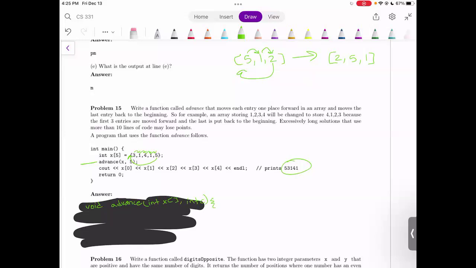So we definitely want to have a variable to hold the last one, because that's what we're going to attach to the first one. So we're going to say int temp will equal x sub c minus 1. We can't say c because arrays start at 0 and go up until the capacity minus 1. So that's what we have to do here.